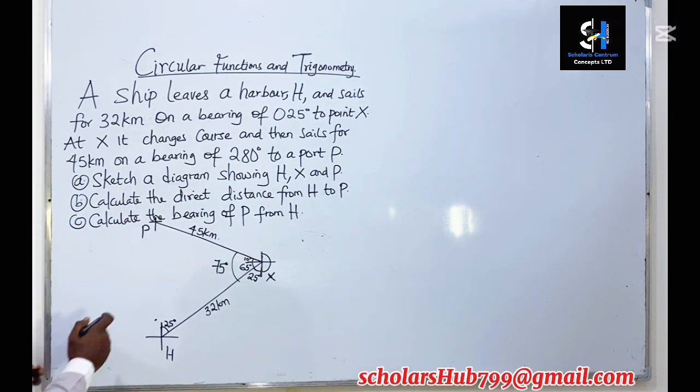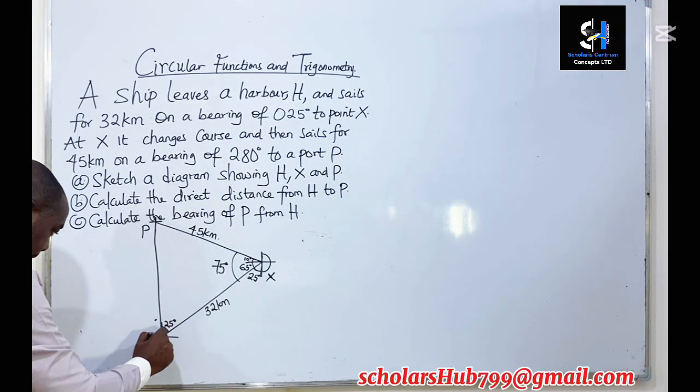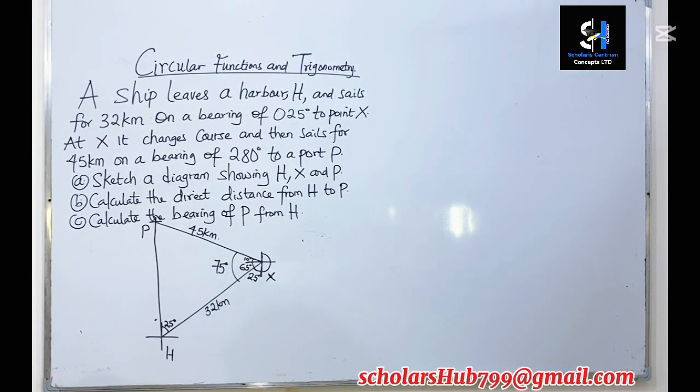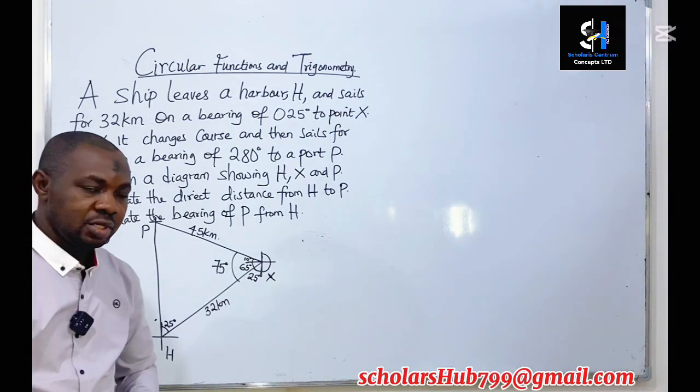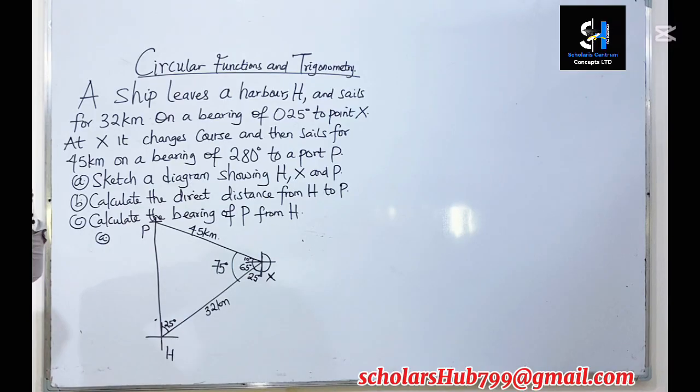So this is the sketch. So this is A, to sketch a diagram showing H, X, and P. This is not drawn to scale. So we have H, X, and P. This is the starting point.